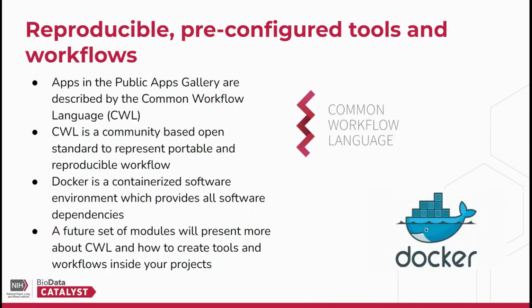All the tools in the apps gallery are reproducible, portable, and pre-configured. This is made possible by describing each piece of software in the common workflow language, also known as CWL. CWL is a community-based open standard designed to make scientific workflows more portable and reproducible. Each step in the workflow is enabled by Docker, which provides all the necessary software dependencies for that step to execute successfully. If this is interesting to you, a future playlist will present more about CWL and how to create custom tools and workflows inside your projects.